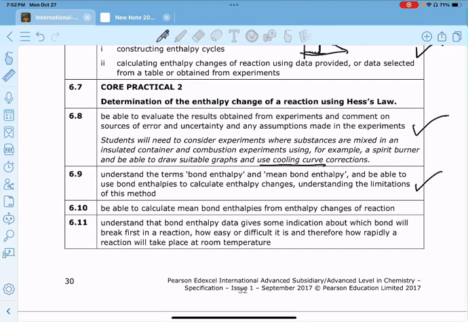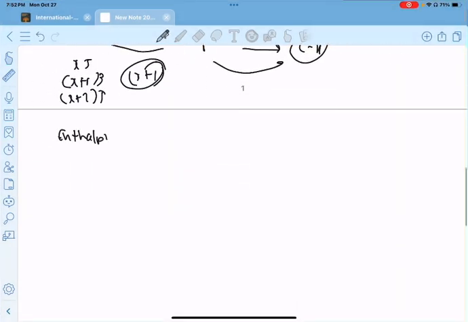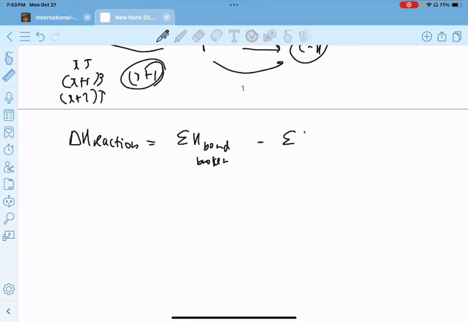That is mean bond enthalpy done. So 6.10, be able to calculate mean bond enthalpy from enthalpy changes of reactions. Okay, so enthalpy change of reaction, delta H of the reaction, will be equal to the summation of the enthalpy of the bonds broken, so the energy of the bonds broken, minus the summation of the enthalpy of the bonds formed, okay?